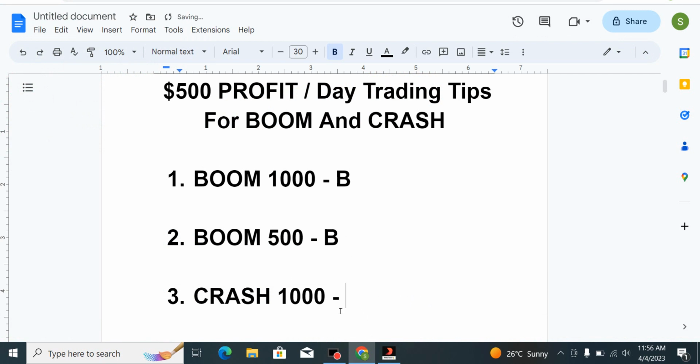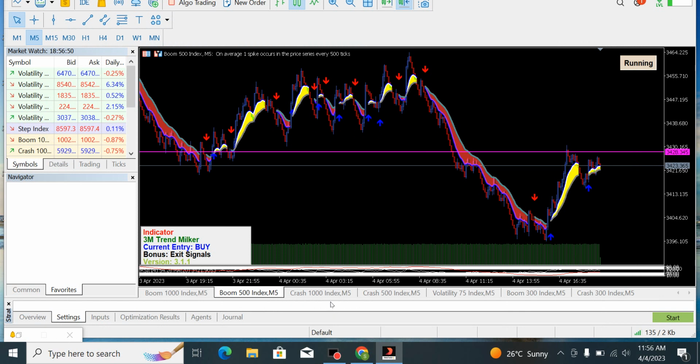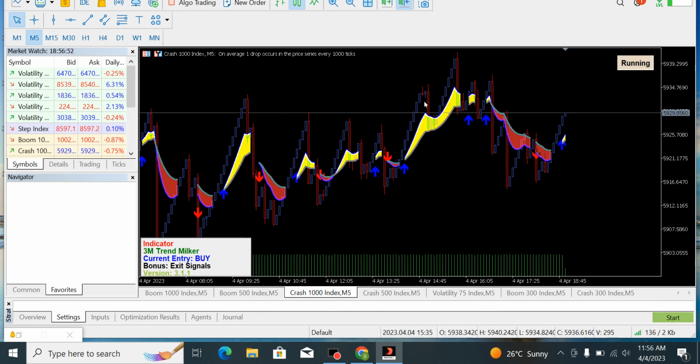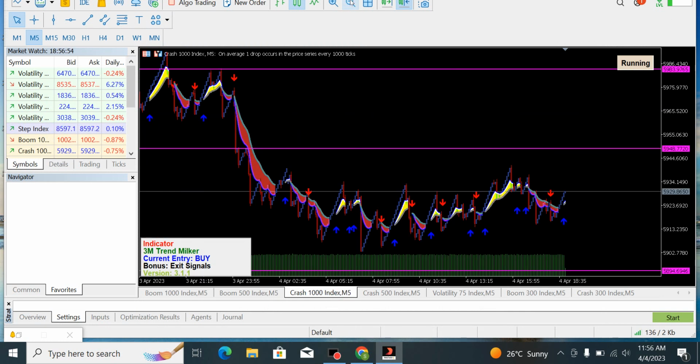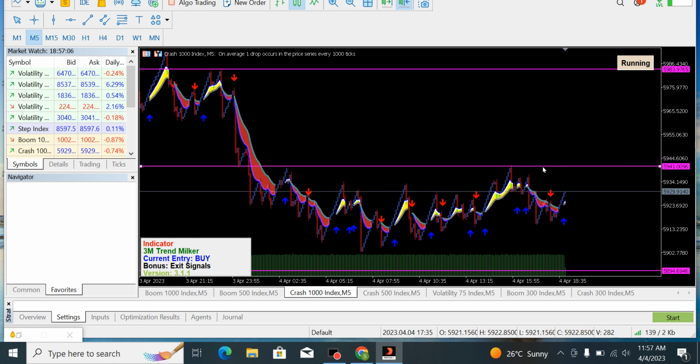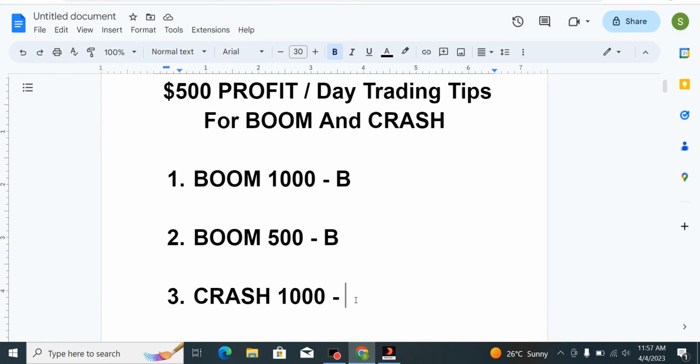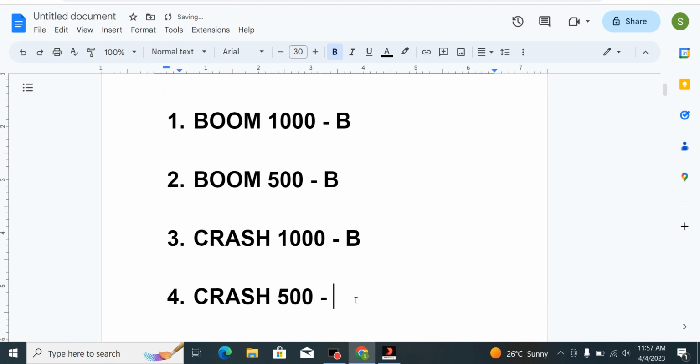So the next asset is going to be Crash 1000. Let's check it out right away. Okay guys, this is Crash 1000, still on the 5-minute time frame. This had been on a downtrend for a very long time, so it's been trying to go back on an uptrend, but it has not been able to break out successfully from the resistance zone, so it's still playing within that region. So it will be trying it out again. This is going to be giving us more of a buying opportunity than a selling opportunity.